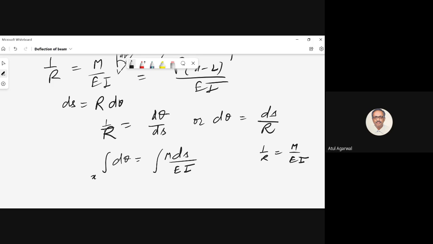If you integrate from x equal to 0 to x equal to L, this was my cantilever, so this was my position x equal to 0. I am going from 0 to L. So ds and dx you can make the same, it's a small rotation. So you can say M is P into (x minus L) into dx by EI.